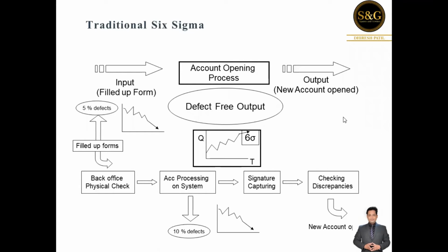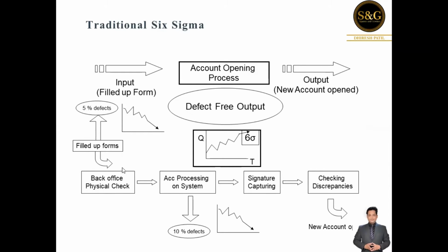Let's understand the traditional Six Sigma approach by this simple example of an account opening process, where the input is filled up forms and there is a process involved which has been broken down. You can see here, the output is new account opened. The first process step is to receive the filled up forms, where generally 5% defects are found. This graph represents the defect.